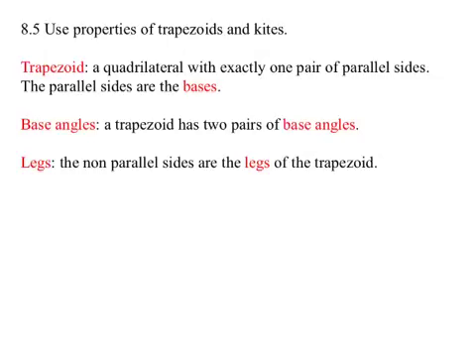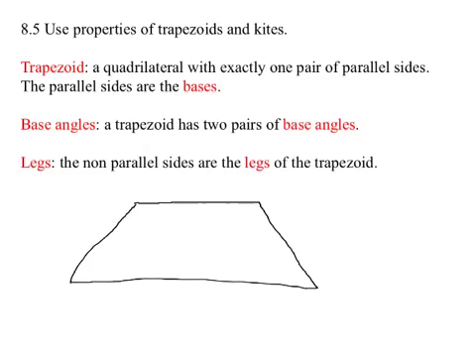Okay, today we're going to start section 8.5, which is using properties of trapezoids and kites. First of all, what is a trapezoid? A trapezoid is a quadrilateral with exactly one pair of parallel sides.